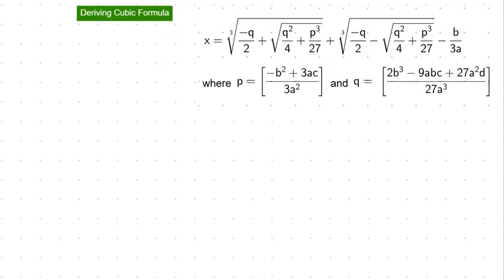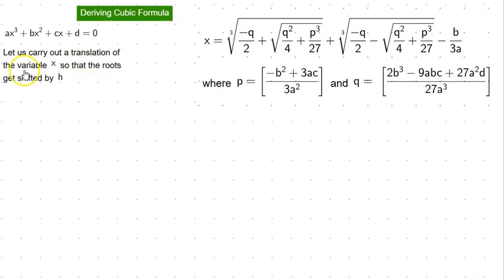Let us look at how to derive the cubic formula. Remember this scary cubic formula that we saw? We are going to derive this formula. So our cubic equation in general form is ax cube plus bx square plus cx plus d equal to 0.